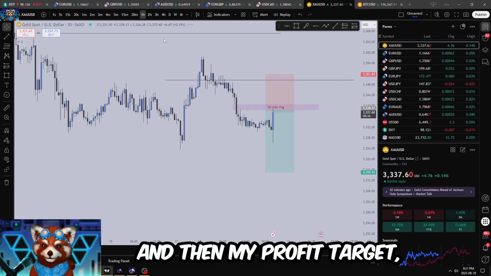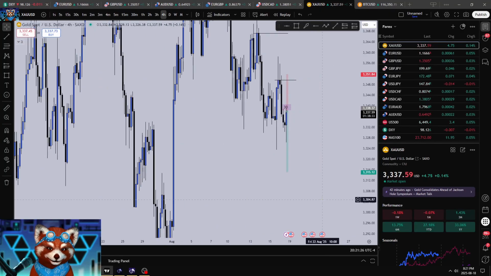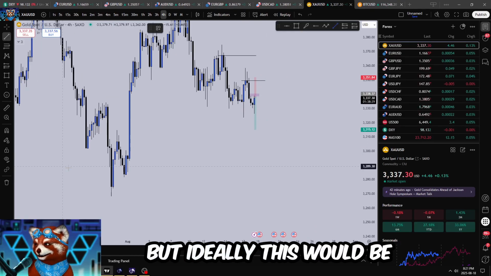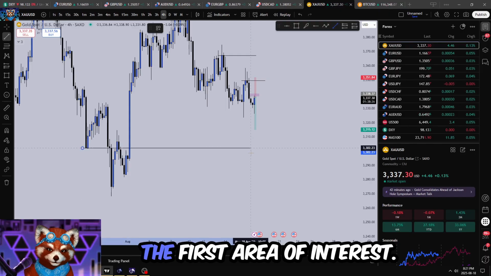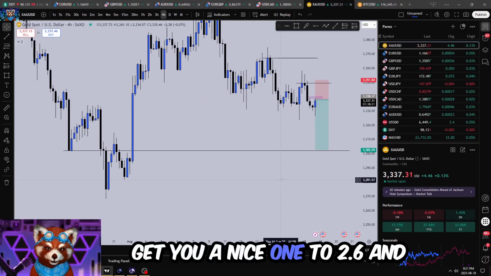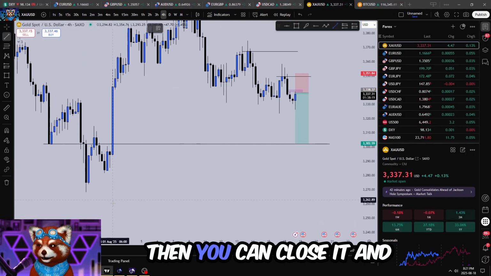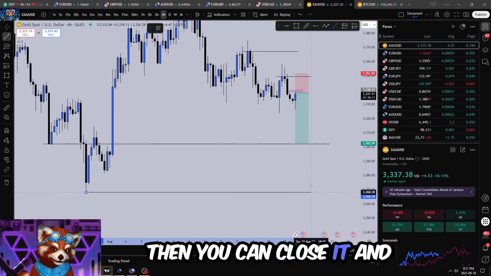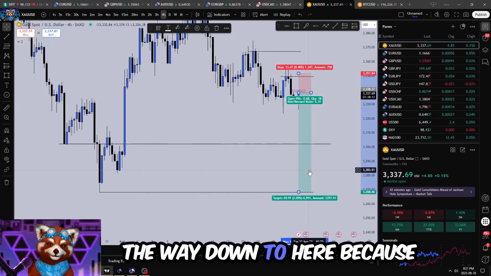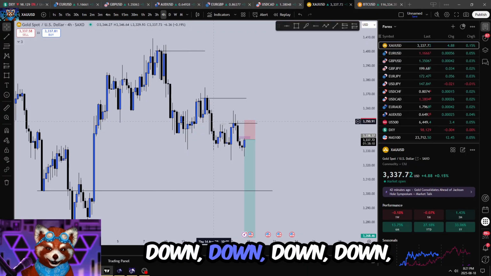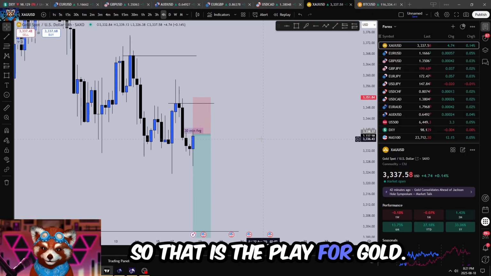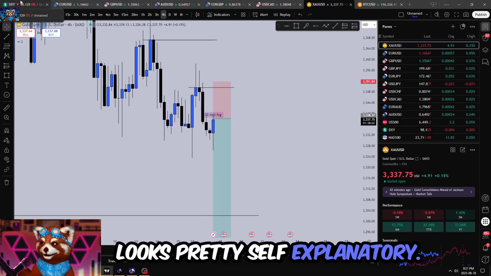And then my profit target, it's kind of a swing position, but ideally this would be the first area of interest. Get you a nice 1 to 2.6, and then you can close it and look for runners and go all the way down to here. As you can see, it's going down, down, down. Looks like it wants to continue going down. So that is the play for gold. Looks pretty self-explanatory. Good trade.